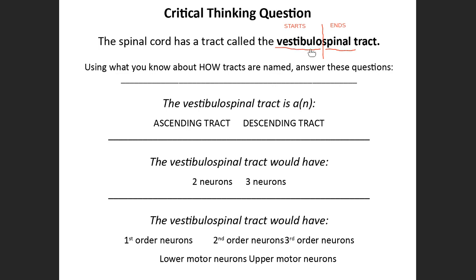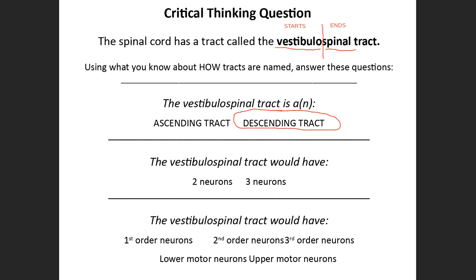Now, I don't need to know what this vestibulo part refers to, simply because I know what this spinal part means. What does this spinal part mean here in vestibulospinal? Yeah, exactly. It mentions the spine or the spinal cord. This tract ends in the spinal cord, which means that this vestibulo part must be higher, because the spinal part is always lower. This is a tract where information is going down. This is a descending tract.